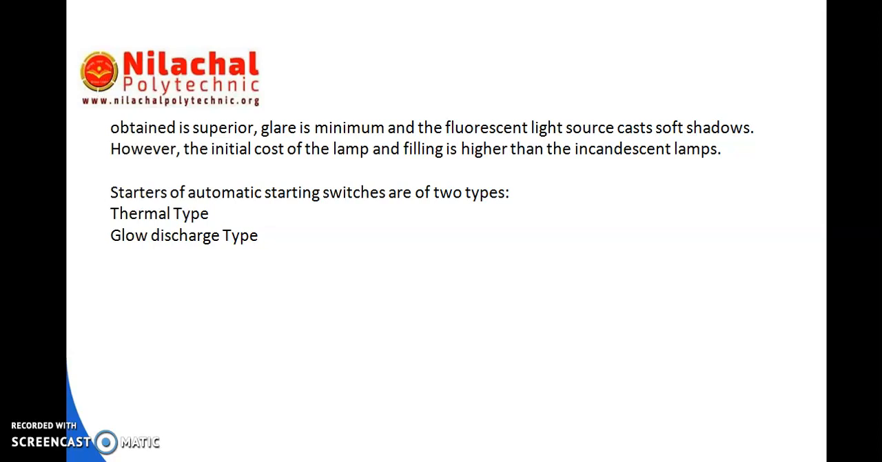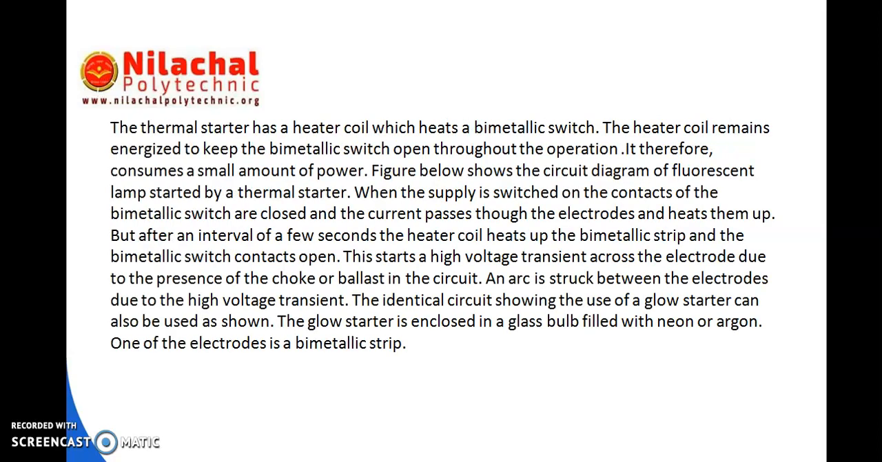Starters or automatic starting switches are of two types. One is the thermal type, another one is the glow discharge type. So what is this thermal type and glow discharge type? We will discuss. The thermal type starter has a heater coil which heats a bimetallic switch. The heater coil remains energized to keep the bimetallic switch open throughout the operation. It therefore consumes a small amount of power, and the figure below shows the circuit diagram of a fluorescent lamp started by a thermal starter.